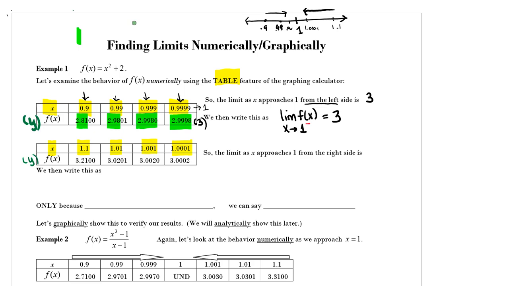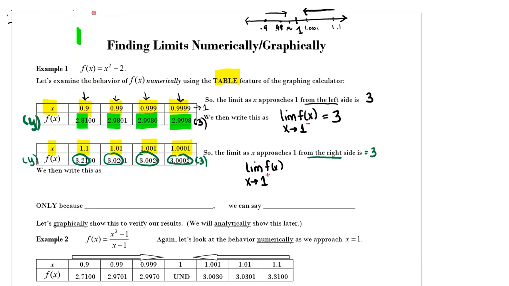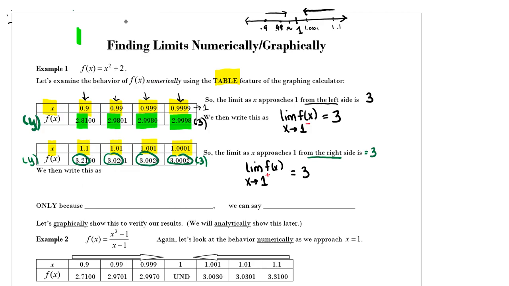We want to know now what's happening to the y values. The y values are going from 3.2 to 3.02 to 3.002. So the y values are headed towards 3, making that limit from the right also equal to 3. And expressed in limit notation, this would say the limit of our function f of x as x approaches 1, and I use a little superscript plus to indicate from the right, the y values are approaching 3.